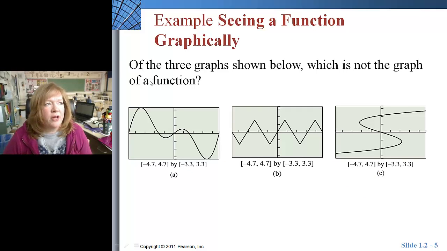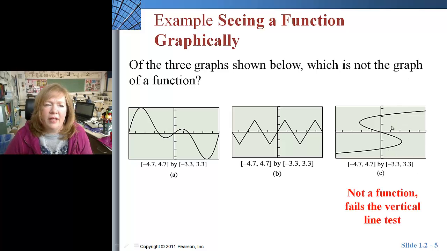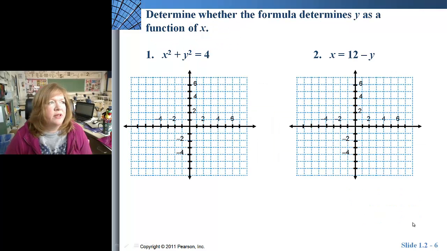So all we have to do on these three graphs is determine which one is or is not a function. This first one passes the vertical line test. It is a function. If I look at this next one, no matter where I would draw a vertical line, it would only hit the graph in one spot. So this is also a function. This one, though, doesn't belong, because if I draw a vertical line, it will intersect the graph in more than one spot. So this is not a function as it fails the vertical line test.